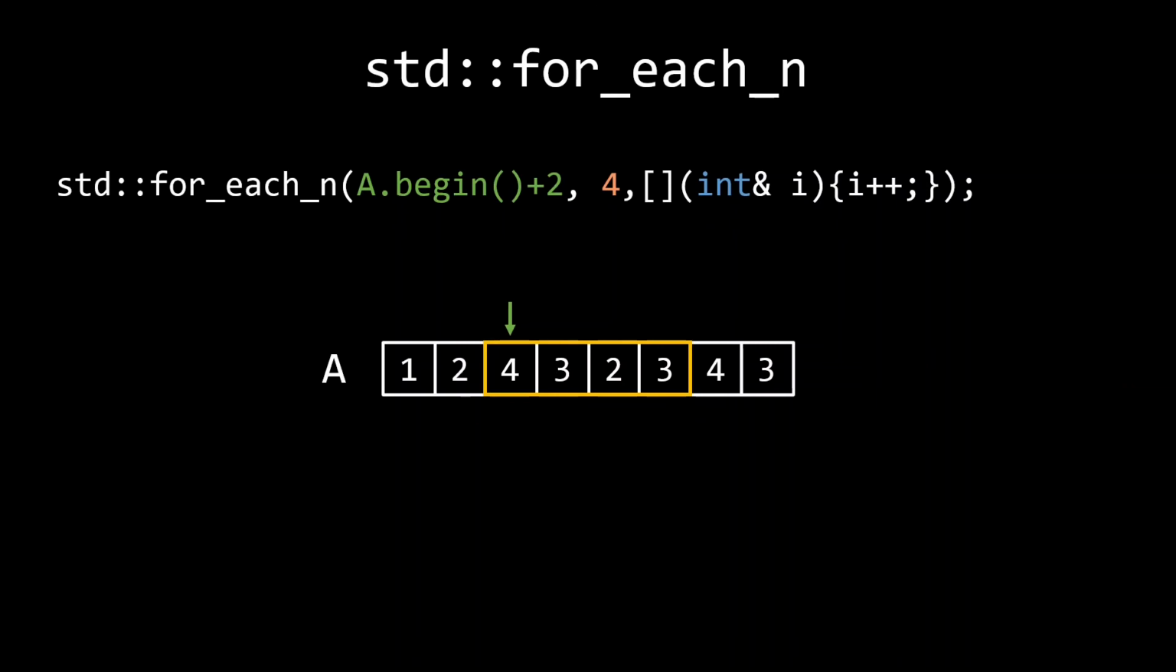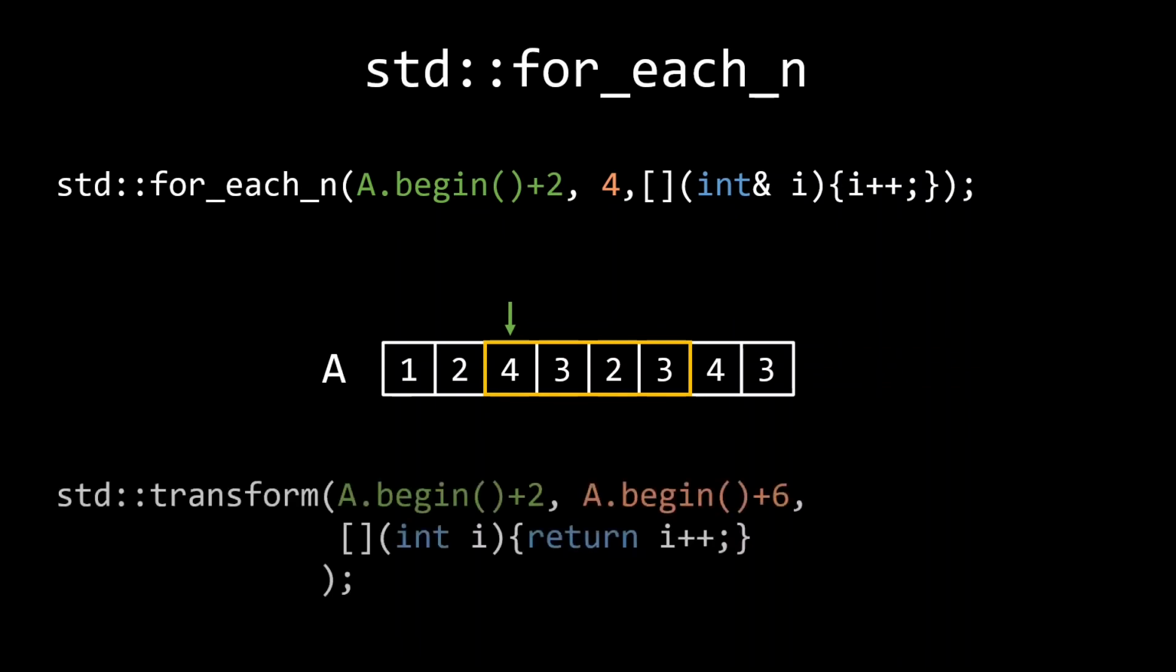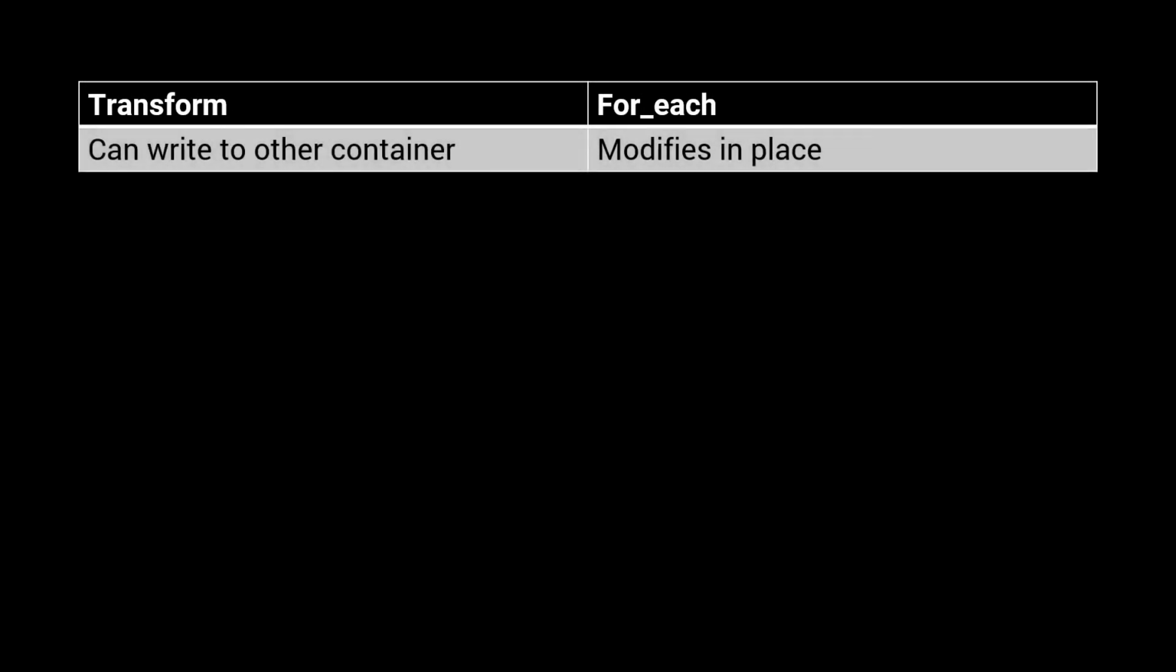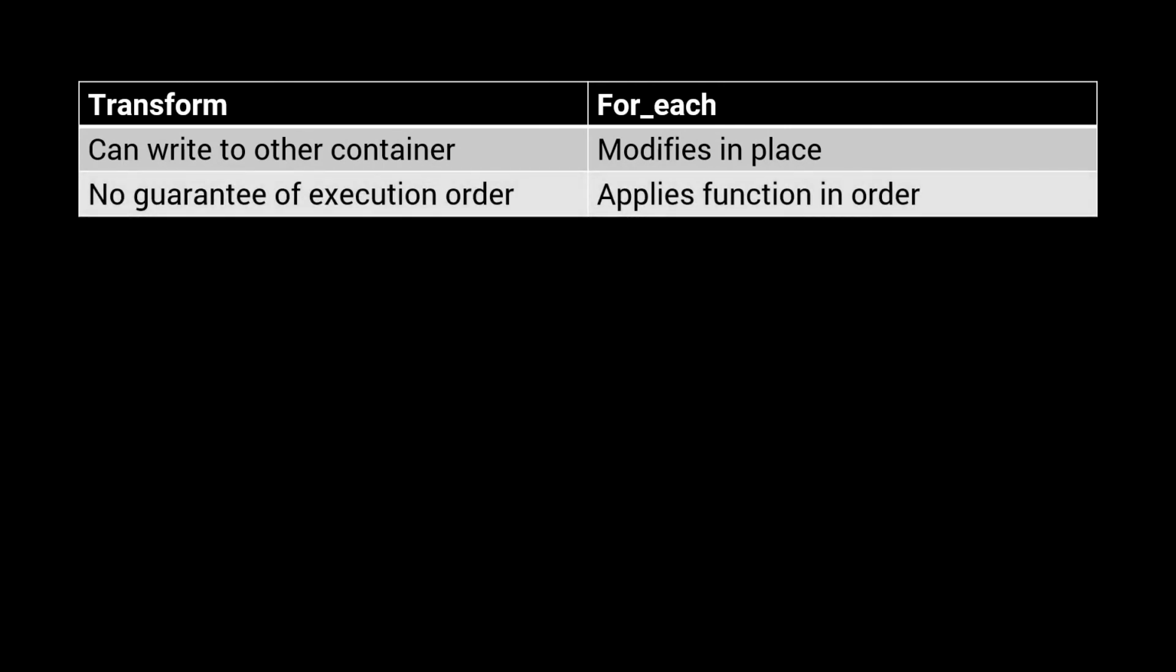Since transform is allowed to use the start of the range also as an output iterator, it is possible to express most for each function calls as calls to the transform function. Note that I updated the lambda here to accept I by value and return the incremented value. The fact that you can express a for each or a for each n as a transform begs the question, when should you use one over the other? First of all, if you need to write to a different container, transform is your only option. Similarly, if you need the function to be applied in order, for each is the only valid choice.